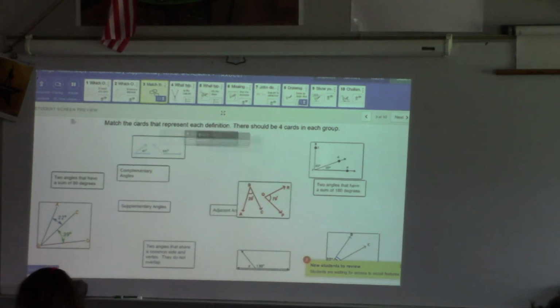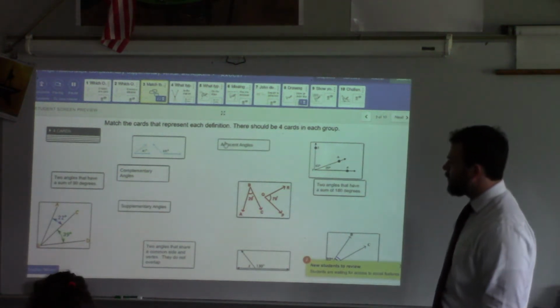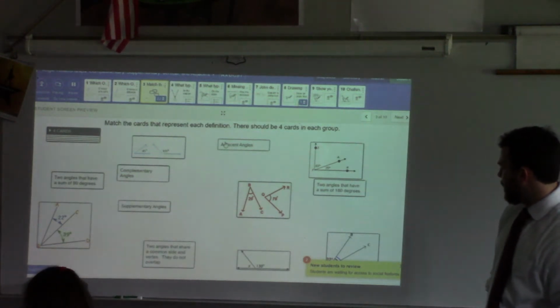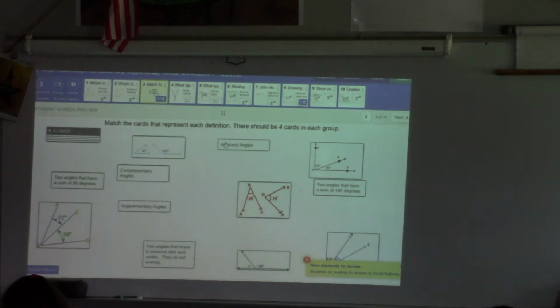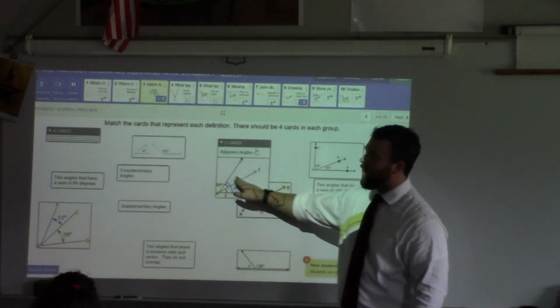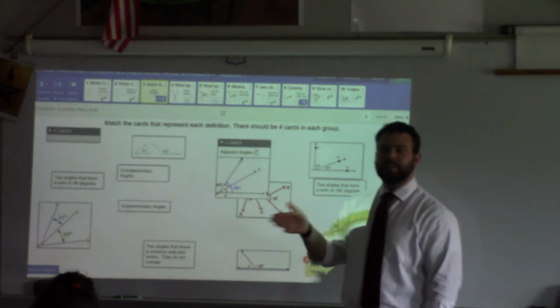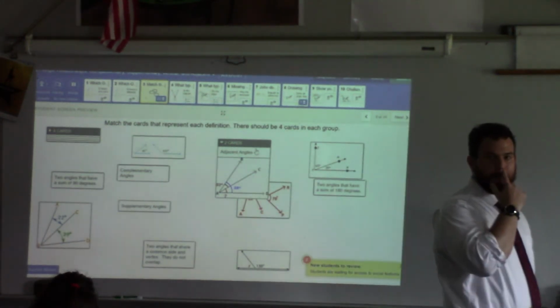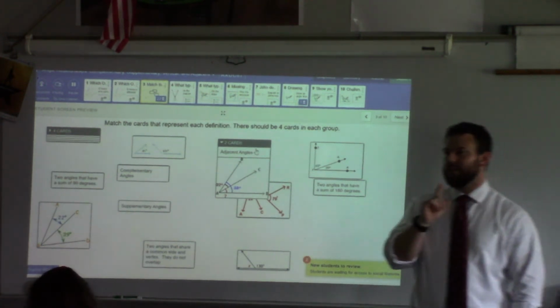So let's look for adjacent angles. Can anyone show me adjacent angles? The bottom right. Now I want to point this out because I heard some people debating about this one. All eyes up here. I heard some people talking about the fact that these angles right here would be complementary. But what does it mean to be complementary? Two angles have a sum of 90 degrees.